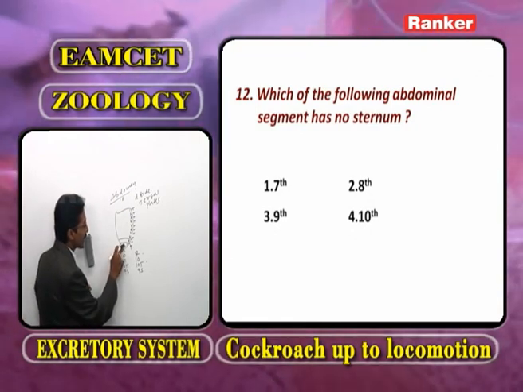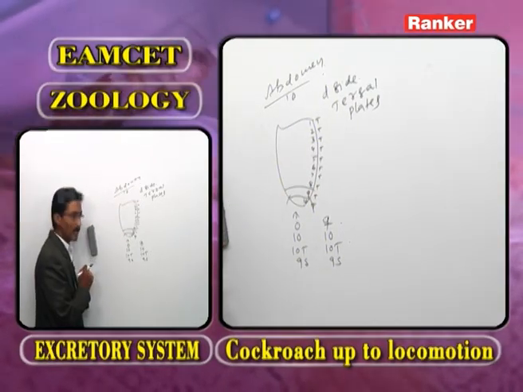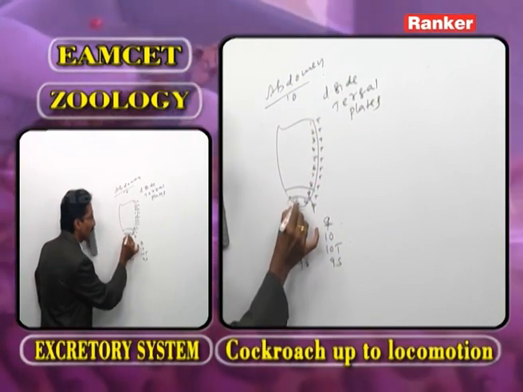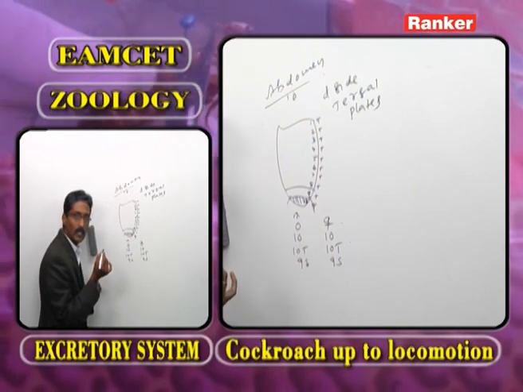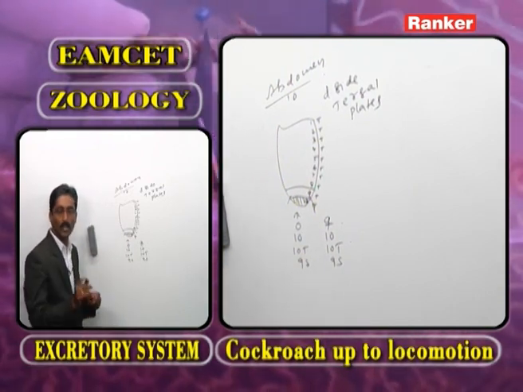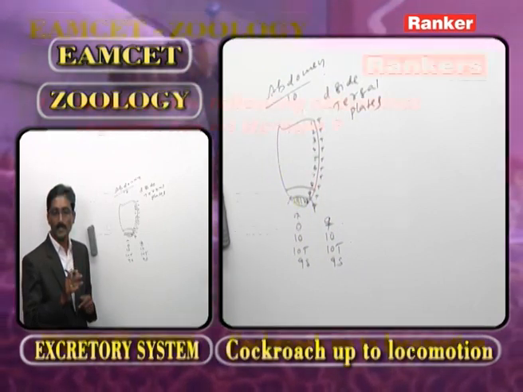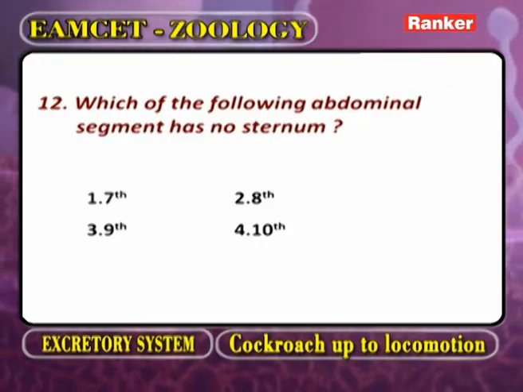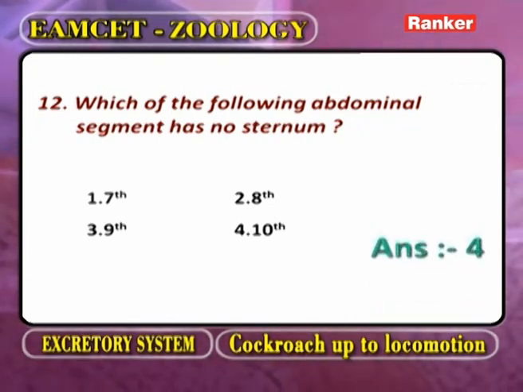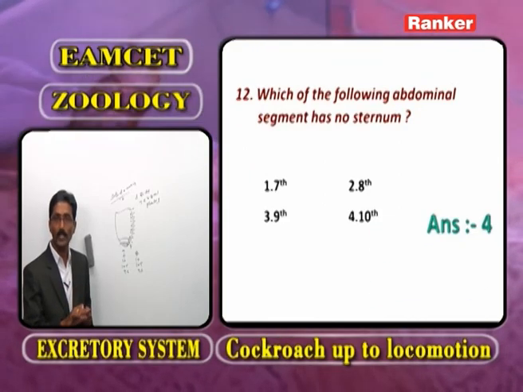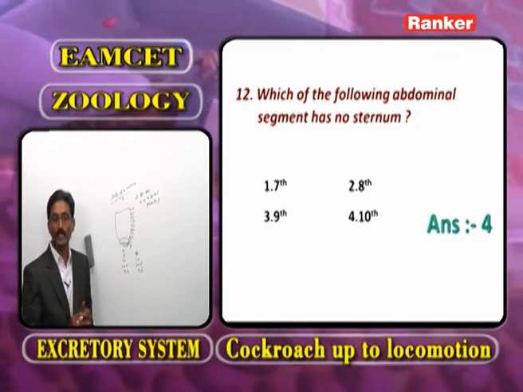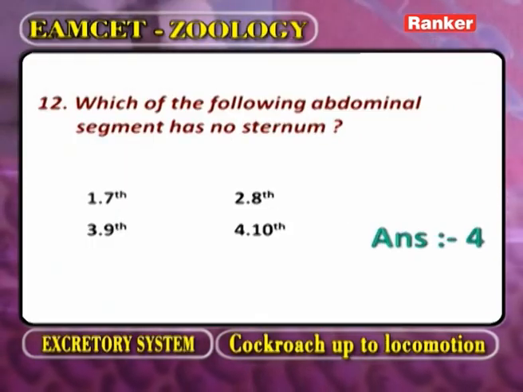Now this is the 10th abdominal segment. The 10th abdominal segment has the 10th tergal plate. But what is absent? The 10th sternal plate. Now what are the answers? 7th, 8th, 9th, 10th. The 10th segment has a 10th tergal plate but no 10th sternal plate. The correct answer is the 4th. Now go for the next question.